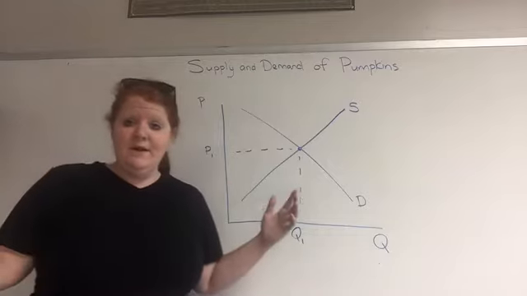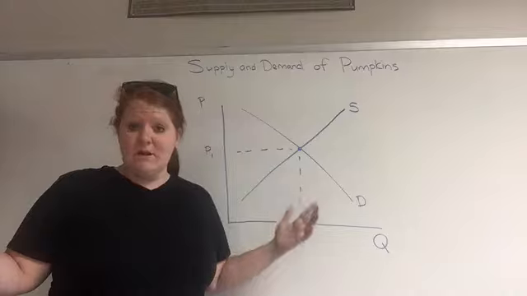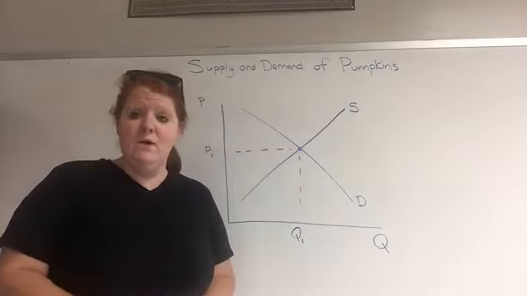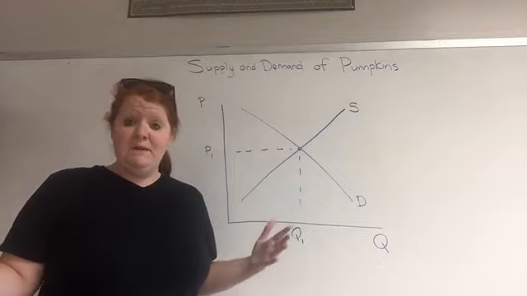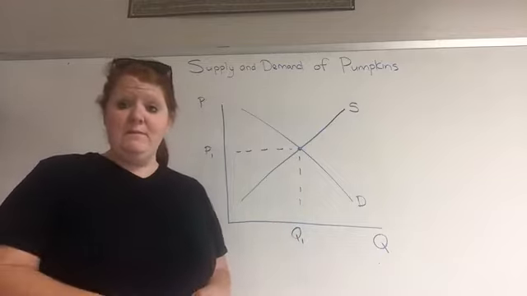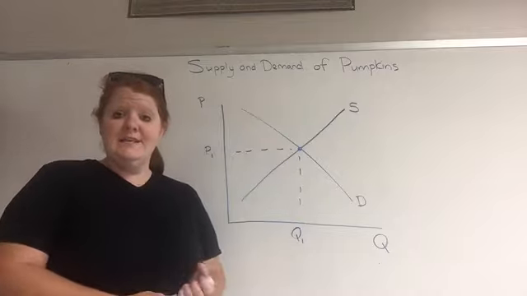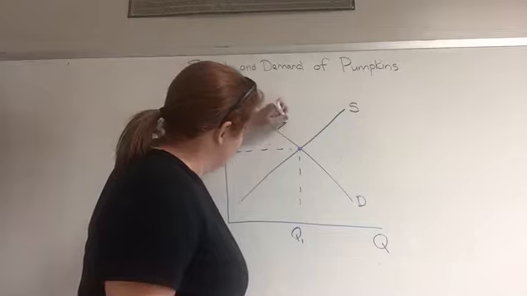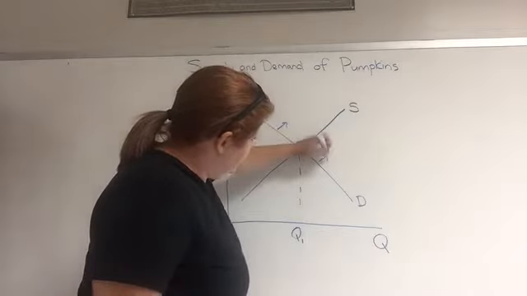Say it's around Halloween, and around Halloween we know people like to carve pumpkins and decorate their porch with them and all that stuff. So people's preference for pumpkins around Halloween increases. If their preference for pumpkins increases, you're going to see an increase in the demand of pumpkins. People will demand more pumpkins, so we'll move the demand curve to the right.